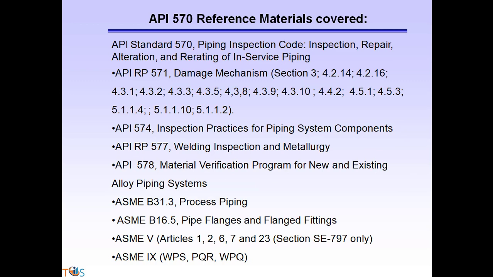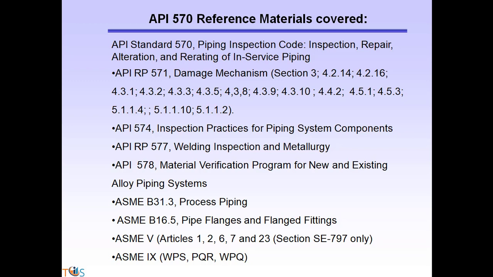Okay, let's have a look at the reference materials covered. First one is API Standard Code 570, Inspection, Repair, Alteration, and Re-rating of In-service Piping. Then there is damage mechanisms, where you have around a dozen sections that we have brought in the module. Then you have 574, Inspection Practices for Piping System Components.